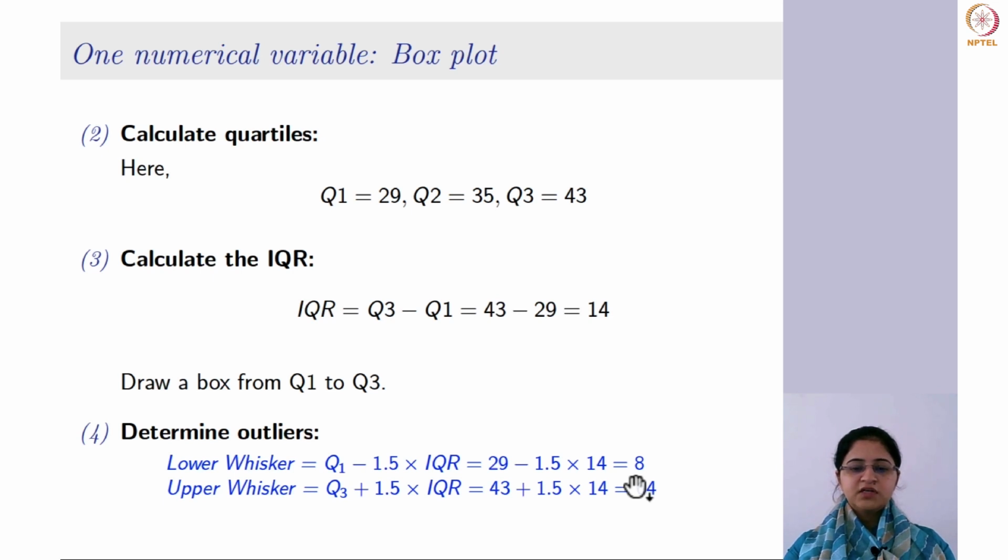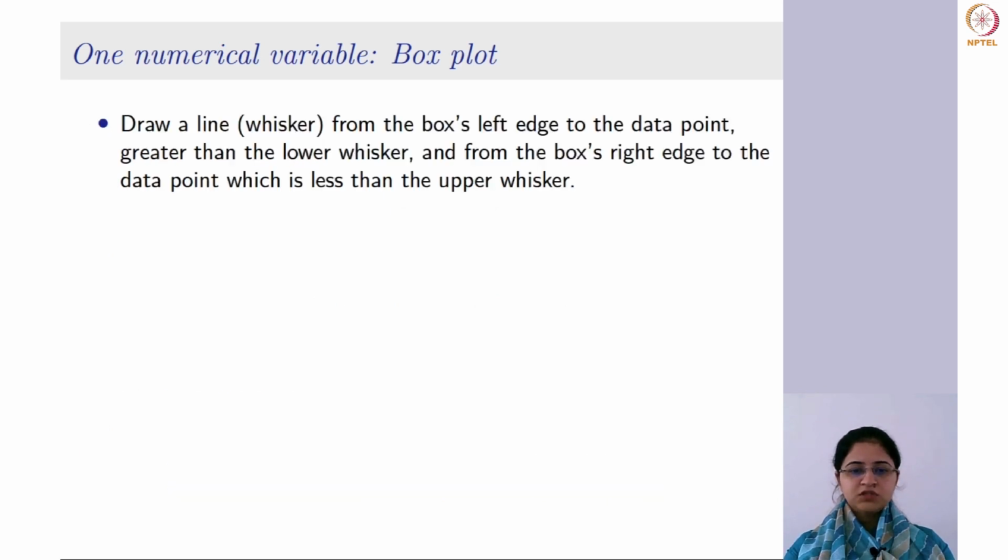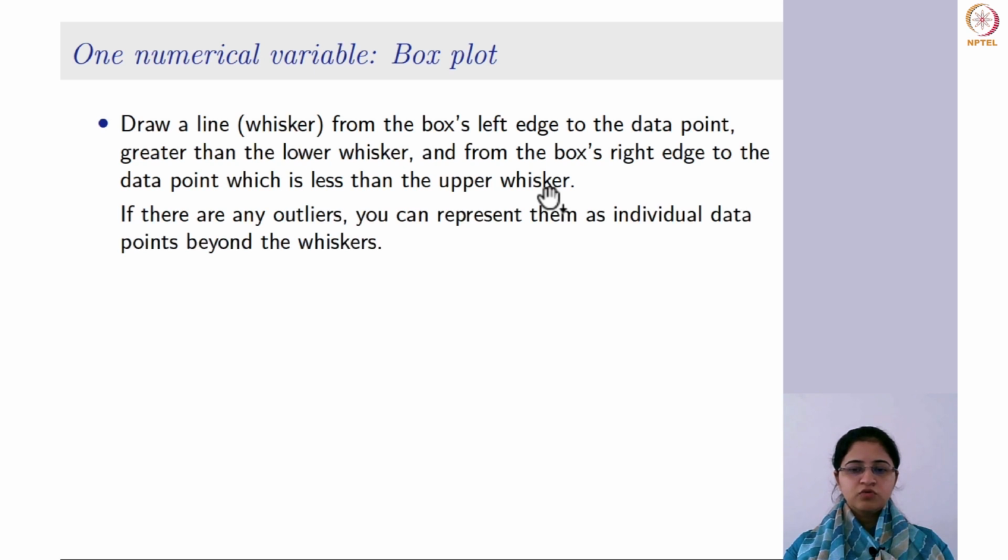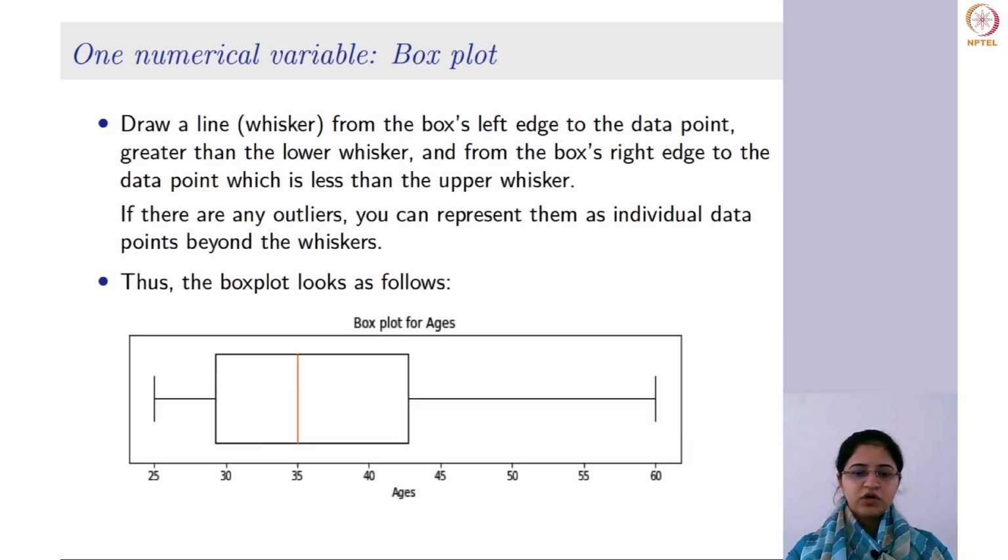Similarly, the upper whisker will extend from the right side of the box and go up till this point. If you substitute these values, what you get is 64. Now, this is what is written over here. You draw a line from the box's left edge to the data point greater than the lower whisker limit, and from the other side, you draw it to the data point which is less than the upper whisker limit. In this case, you do not have an outlier, because your box plot is looking like this.